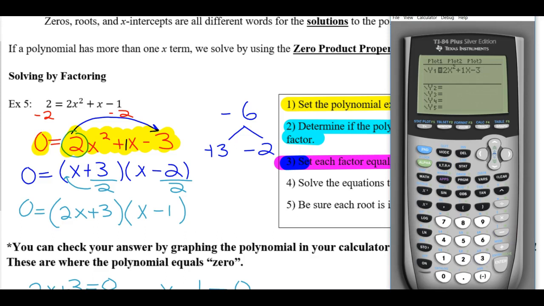And where it equals 0 are the x-intercepts. What were the two answers that we got? 1. Does it look like it crosses the x-axis at 1? Yeah. And then negative 3/2 is negative 1.5. Does that look like it's crossing the x-axis at negative 1.5? Yeah, so we did good.